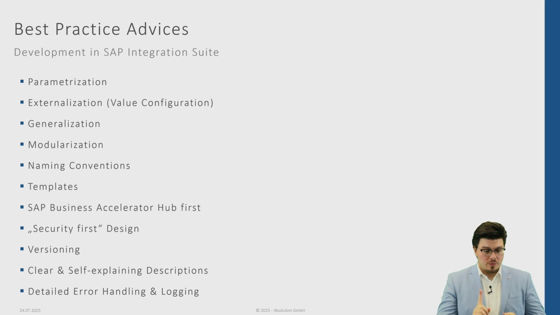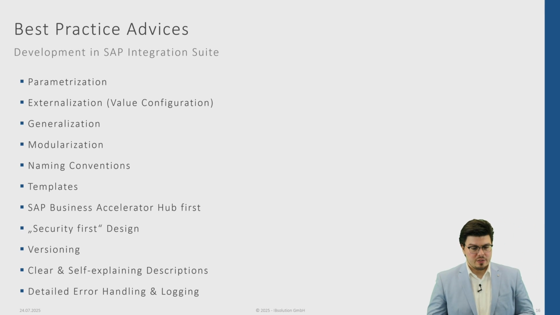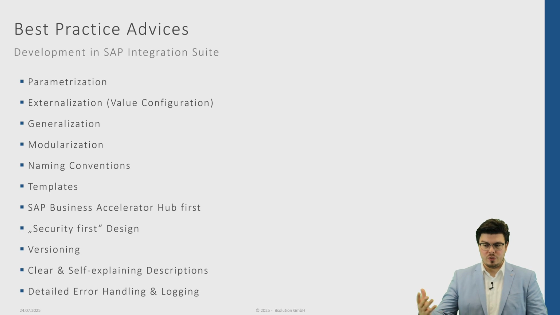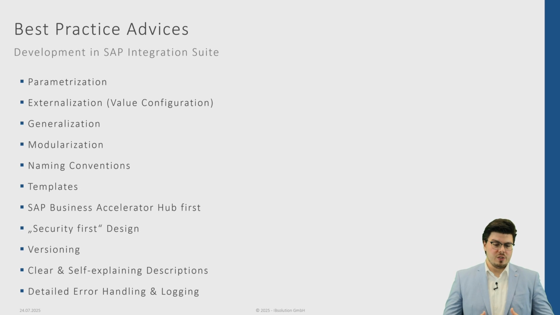Right, and then of course, always make use of templates. This is already the example I've mentioned, but templates also in terms of what is available on the SAP Business Accelerator Hub. This should always be the first starting point before you do custom development. Yeah, and then things like security first design, and versioning is very important. And then provide detailed error handling and logging so that you don't always get a 500 error for your developers, but a precise description of what has happened and why, which means you also need to be aware of doing proper logging and exception handling.